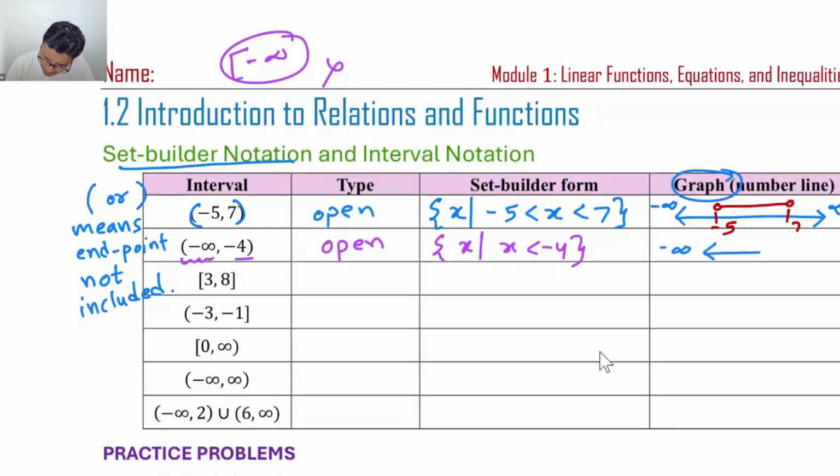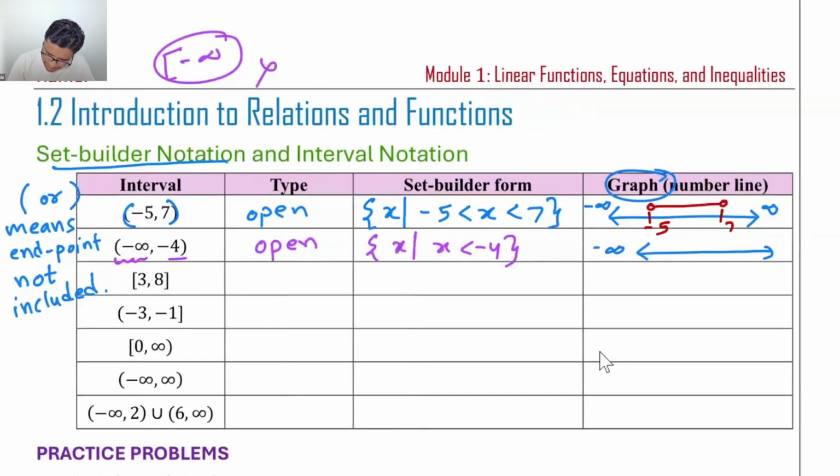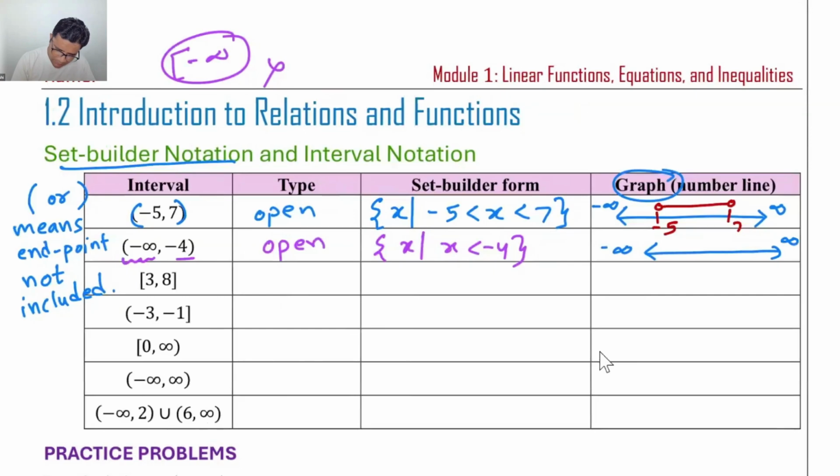On the number line, now you are starting at negative 4, open, and going to the left. Now what you do is you just show the arrow because it's all the way till negative infinity.